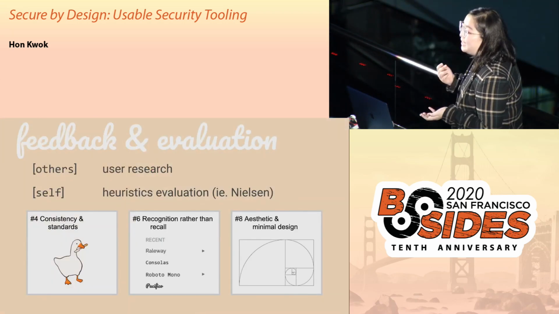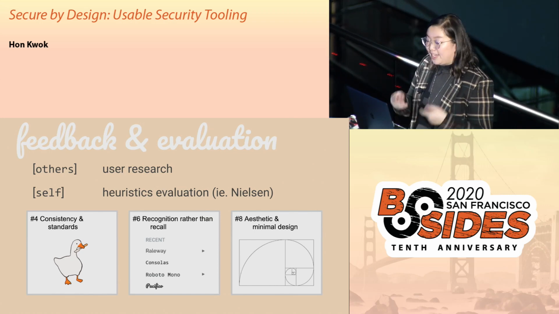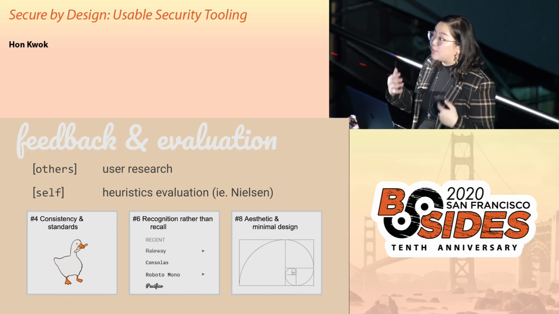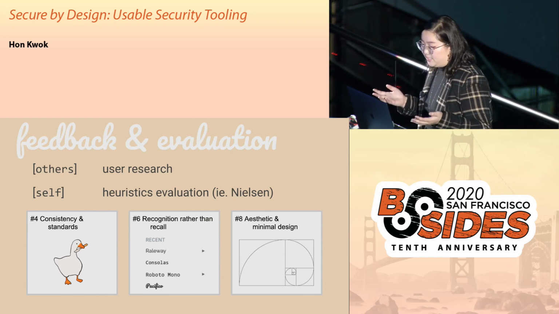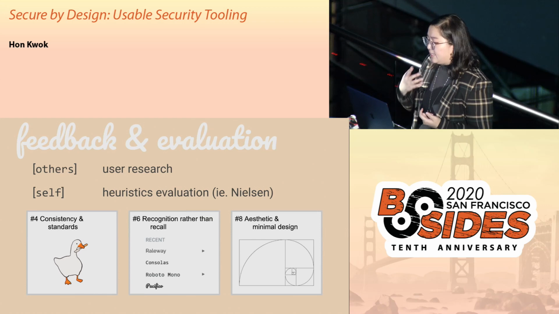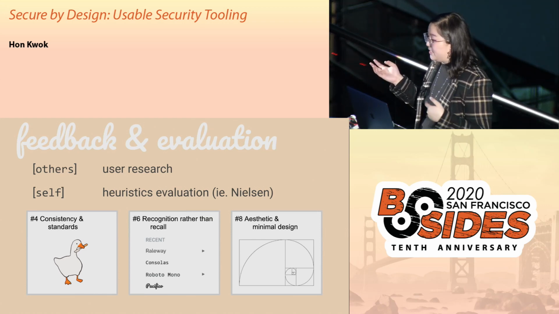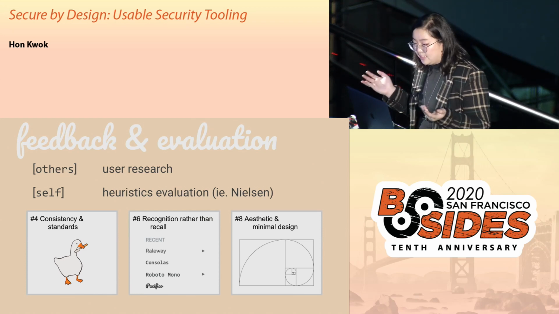So for feedback and evaluation of your existing tools, here's what you should do. And it should be a combination of both. So if you're including others in your research, you should do user research, and that means gathering others, doing surveys, doing interviews, getting an idea of how people interact with your application, seeing if anything's confusing, if there's any workflows that you never thought of in the first place.